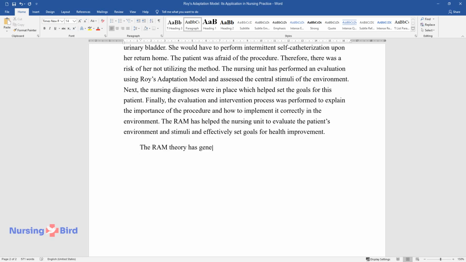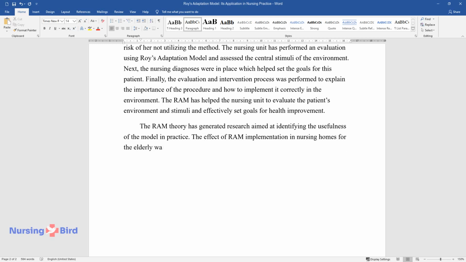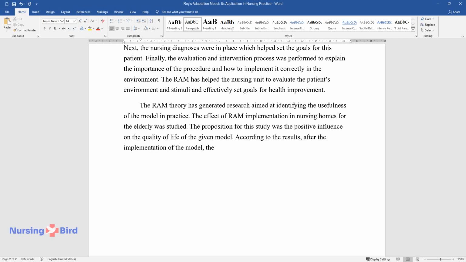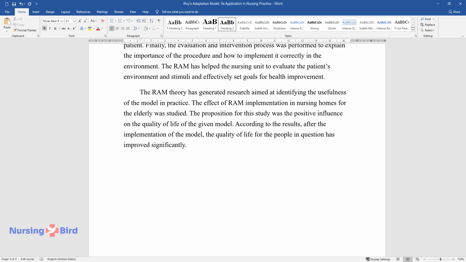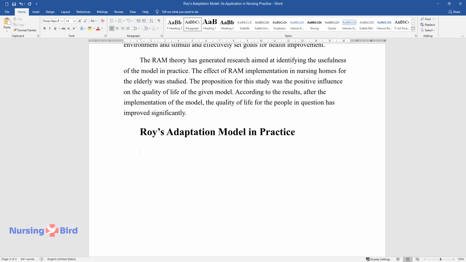The RAM theory has generated research aimed at identifying the usefulness of the model in practice. The effect of RAM implementation in nursing homes for the elderly was studied. The proposition for this study was the positive influence on the quality of life of the given model. According to the results, after the implementation of the model, the quality of life for the people in question has improved significantly.